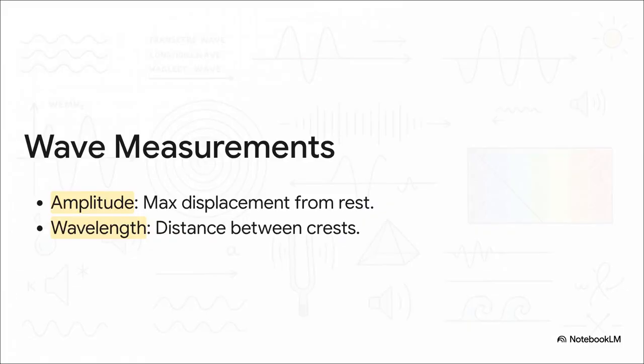Let's formally define those measurements. Amplitude is the maximum displacement of a wave particle from its rest position. Wavelength is the distance between two consecutive points in phase, like measuring from one crest directly to the next crest. Now listen closely because I have to warn you about a classic exam mistake. A lot of students try to measure amplitude all the way from the very bottom of the trough to the top of the crest. Do not do that. Amplitude is always measured correctly from that flat middle rest line up to the crest or down to the trough.